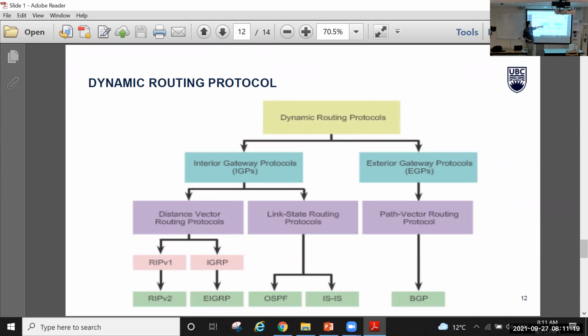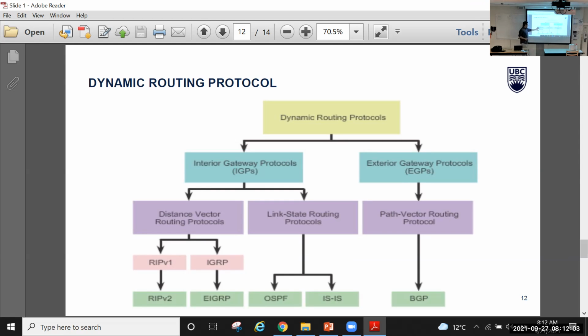Interior gateway protocols are the protocols used to enable routers inside the same network administration to communicate with each other. For example, the routers inside Rogers internet service provider communicate using one of the interior gateway protocols. Routers inside TELUS communicate using one of the interior gateway protocols. But if the routers in Rogers want to communicate with the routers in TELUS, they must use an exterior gateway protocol. This is clear for you, okay?